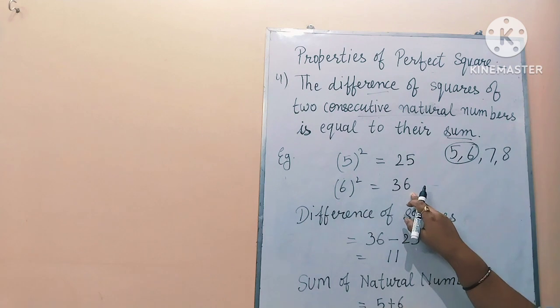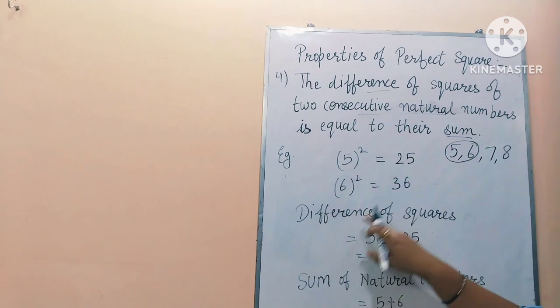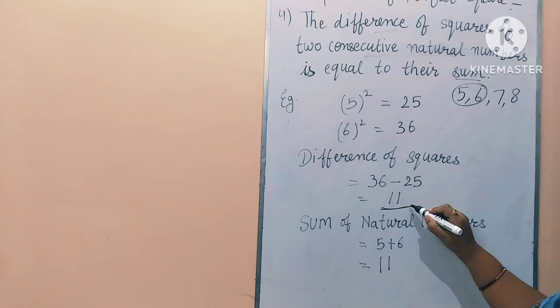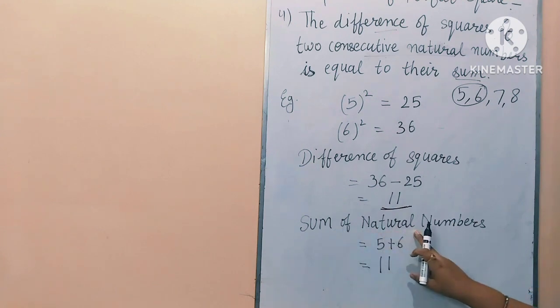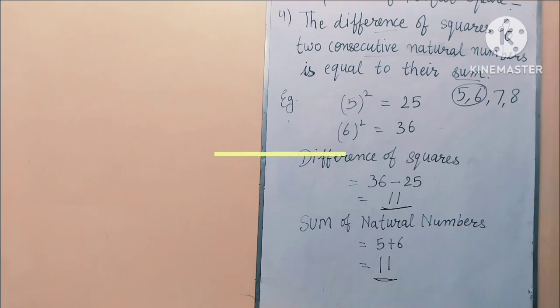For example, the square of 5 is 25 and the square of 6 is 36. Now if you do the difference of these squares, you get 11, like 36 minus 25. However, if you add the numbers 5 and 6, you again get 11, which is the same.